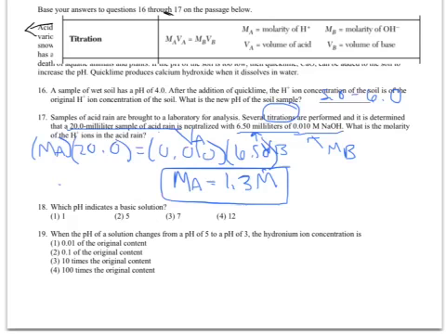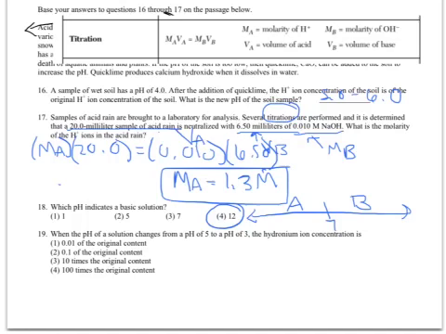The next question asks us to determine which solution is basic. Again, we return to our number line. Remember that 7 is the difference between acid and base. Acids have pH lower than 7, and bases have pHs of greater than 7. So the basic solution here would be pH of 12.